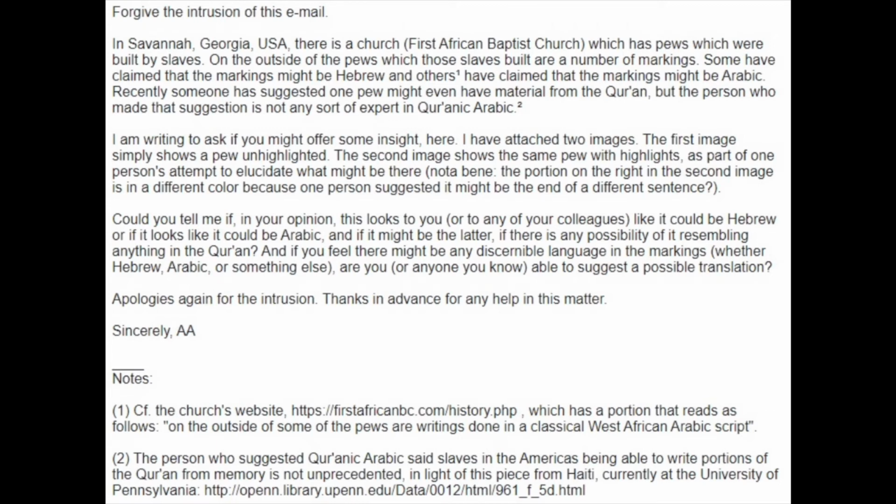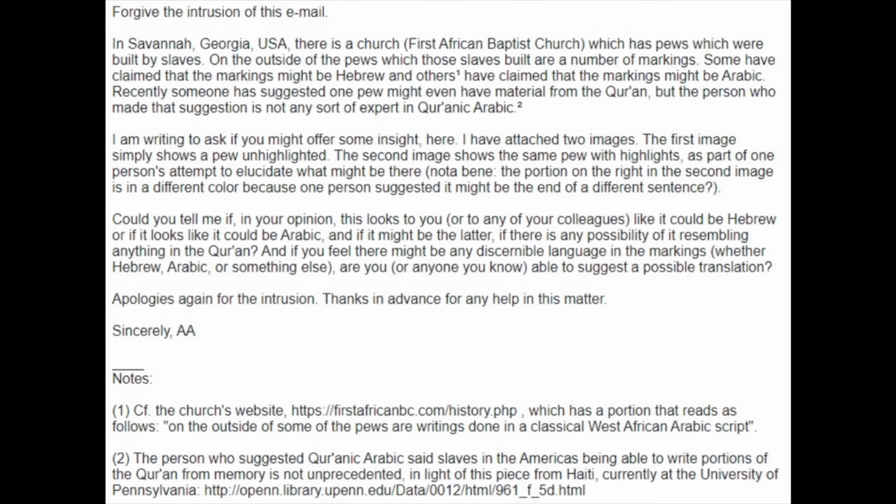Recently, someone has suggested that one pew might even have material from the Quran, but the person who made that suggestion is not any sort of expert in Qur'anic Arabic. I am writing to ask if you might offer some insight here. I have attached 2 images. The first image simply shows a pew unhighlighted. The second image shows the same pew with highlights as part of one person's attempt to elucidate what might be there. Nota bene, the portion on the right in the second image is in a different color because one person suggested that it might be the end of a different sentence.